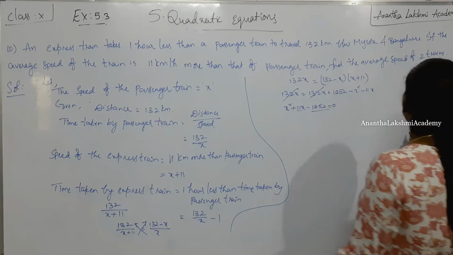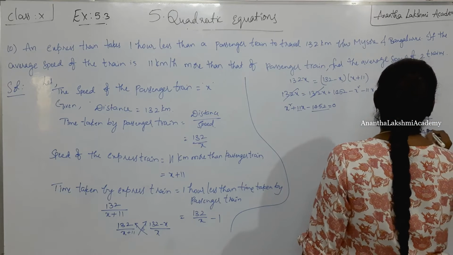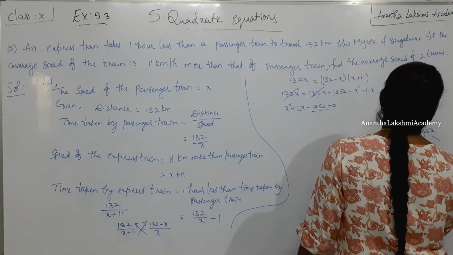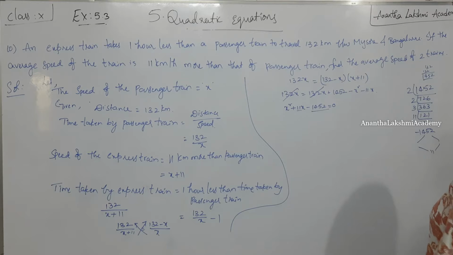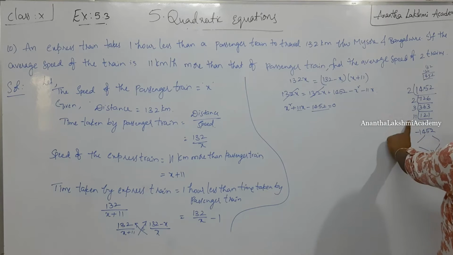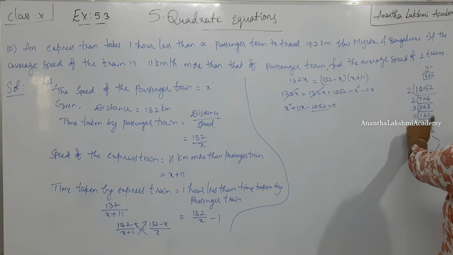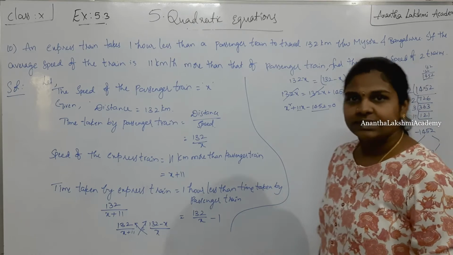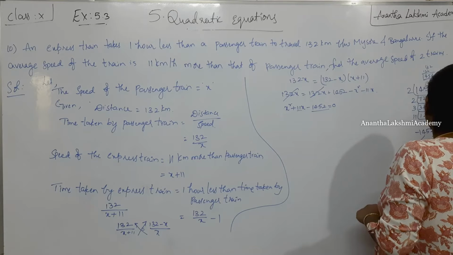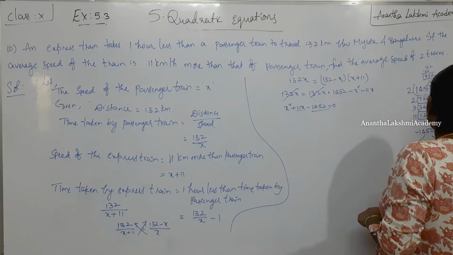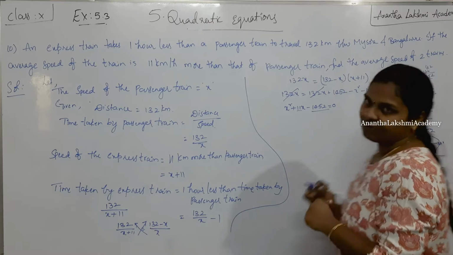So here 1452 should be split in such a way that the sum of the roots is 11 and the product is minus 1452. 2 4s are 8, 4 11s are 44 and 3 11s are 33. 44 minus 33 is 11. So let's get that: 44x minus 33x is going to give us 11x.